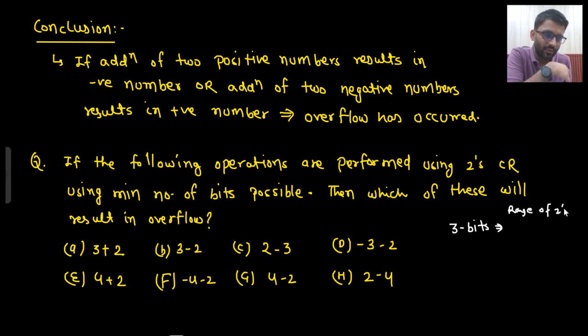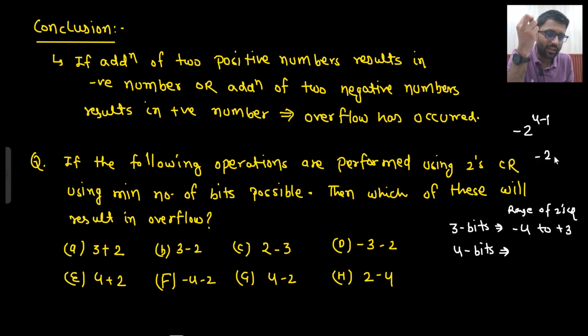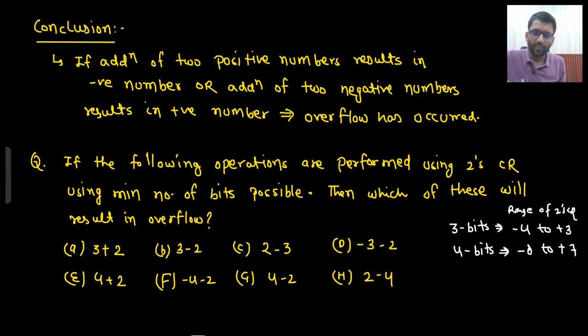Range of 2's complement representation with 3 bits is minus 4 to plus 3. Using 4 bits, it would be minus 2 to the power 3, so minus 8 to plus 7. If you perform this addition, you will get the answer as 5.